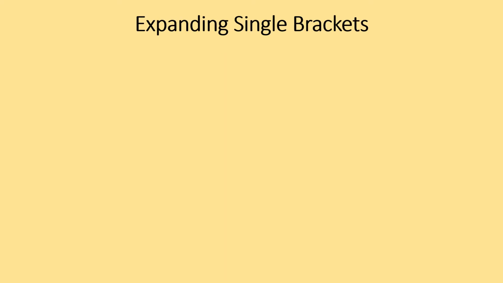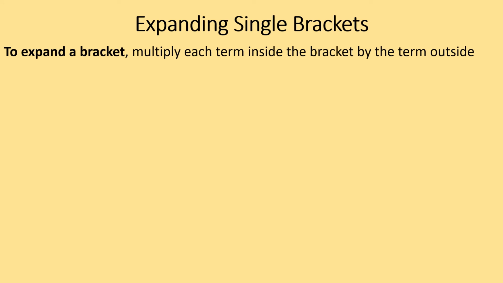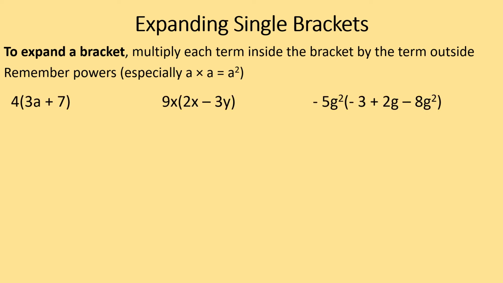Okay, so let's add to that the idea of expanding single brackets. To expand a single bracket you simply multiply every term inside the bracket by the term outside. And particularly remember powers here. If we do an a times an a, we'll get an a squared and not, as some people tend to think, 2a. So 3 examples here because there's not too much more subtlety to it than that. We just got to remember to multiply our numbers together and increase our powers.